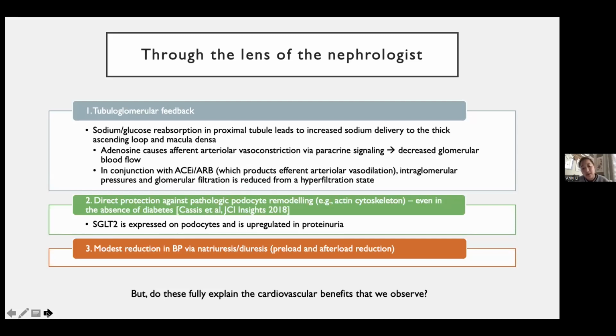There's been some other theories like direct protection against podocyte remodeling, even in the absence of diabetes, because SGLT2 is expressed on podocytes and upregulated in proteinuria. And then, of course, a lot of people also were thinking this is all hemodynamic. You have natriuresis and diuresis, so you have improved preload and afterload reduction. But I think there was criticism that this doesn't fully explain why there's cardiovascular benefit, why there's this full body multi-organ protection, which leads to additional theories on the next slide.